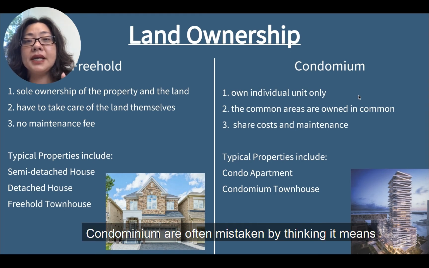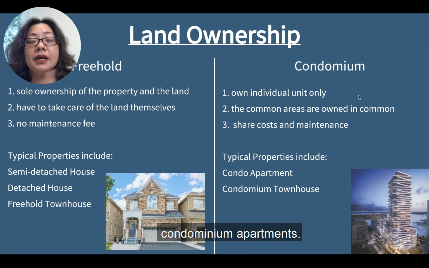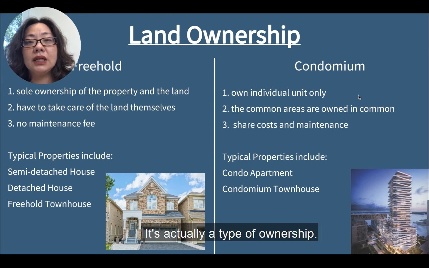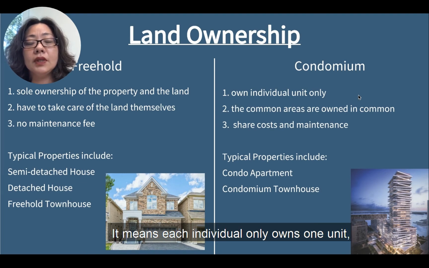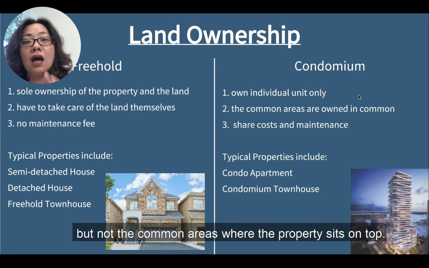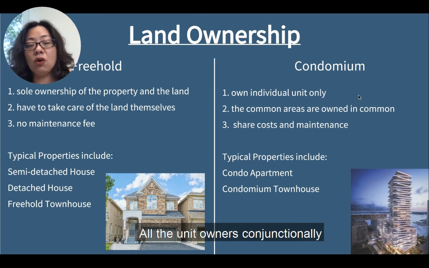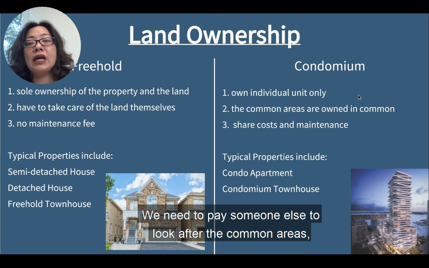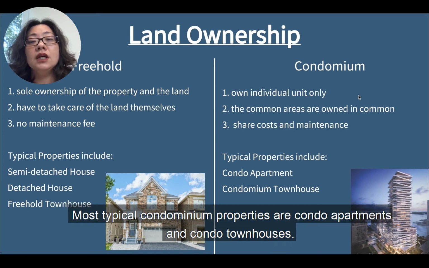Condominium is often mistaken as meaning condominium apartments, but actually condominium is not an architecture, it's not a building, it's actually a type of ownership. It means each individual only owns one unit, but not the common areas where the property sits on top. All the unit owners jointly own the common areas. We need to pay someone else to look after the common areas, hence the maintenance fee. Most typical condominium properties are condo apartments and condo townhouses.